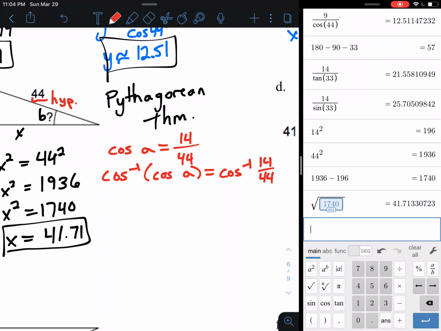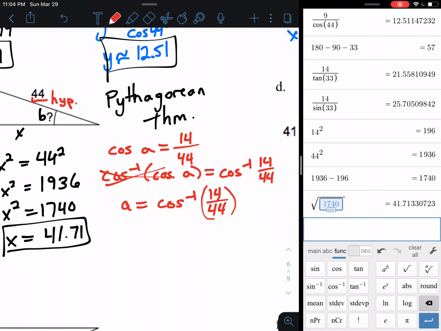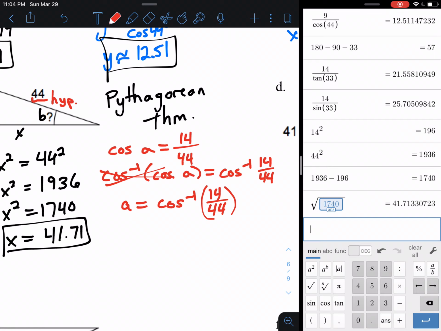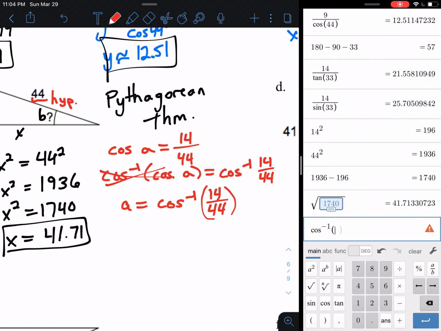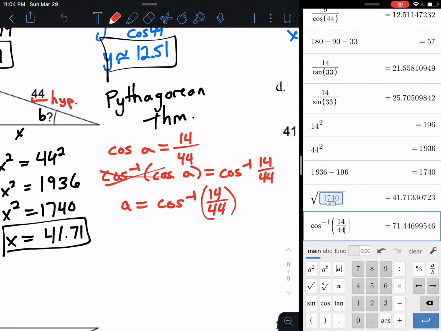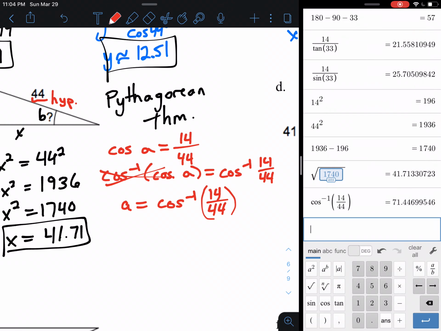So what's going to happen, and what we saw with our inverses, is that inverse cosine and cosine are going to cancel, and you get A is equal to the inverse cosine of 14 over 44. Now this one I'm not familiar with, so bear with me while I find it. There, that wasn't too bad. So yeah, if you're using the Desmos calculator, just hit function, and there should be a cosine to the -1 button that you can use. And then you just type in your fraction, 14 over 44, and it'll tell you that the angle for A is approximately 71.45 degrees.